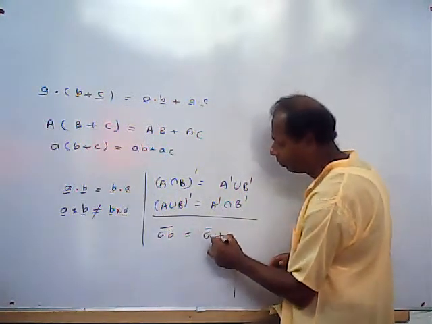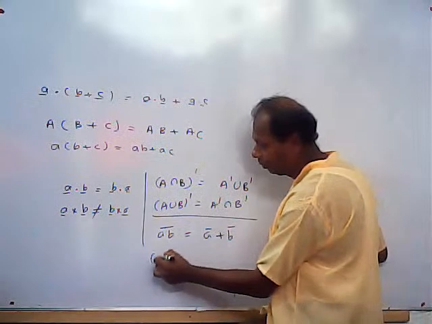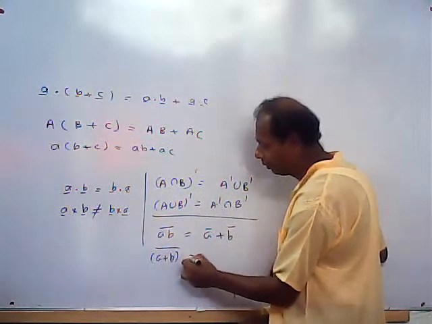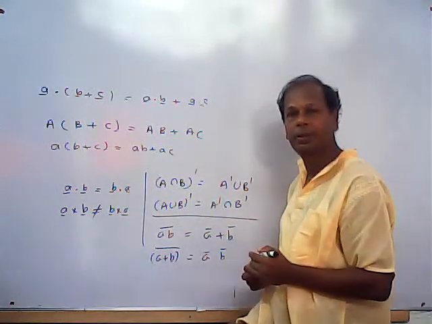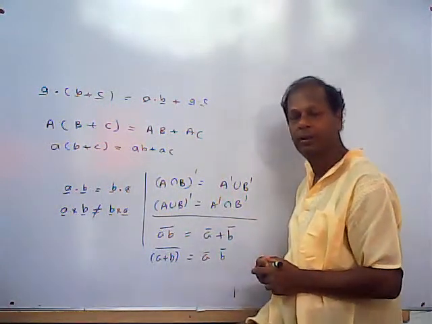Equals A bar plus B bar, or A plus B bar equals A bar into B bar. That's how the De Morgan's law appears in Boolean algebra.